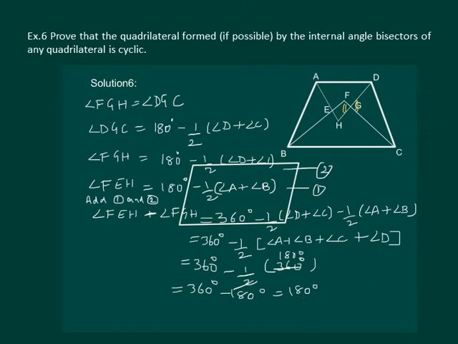So we have proved that in the quadrilateral EFGH, one pair of opposite angles is 180 degrees. Hence, by theorem 12, EFGH is a cyclic quadrilateral.